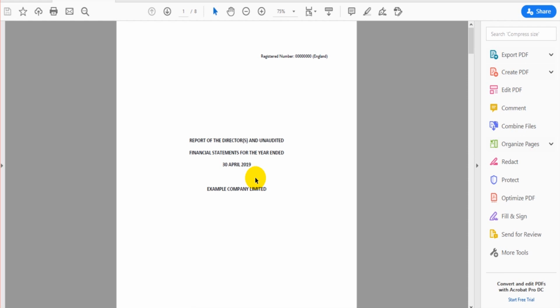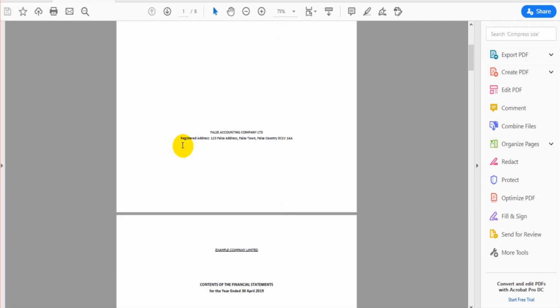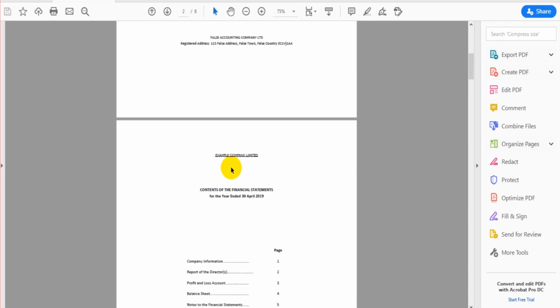So we have a cover letter here which says the accounts are for 30th of April 2019 with the name of the company, example company limited, and the registration number at the top right here. Now, this is not going to be identical for each limited company set of accounts, but this is usually what to expect. You may then have information about the accountants that compiled the accounts. So here we have false accounting company limited with a false address.